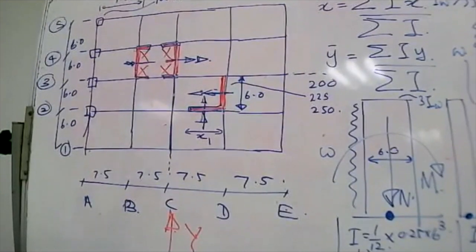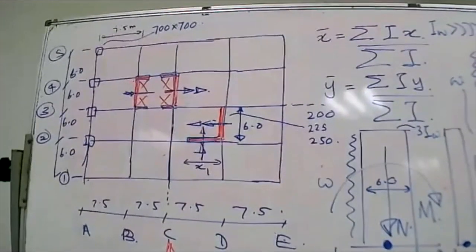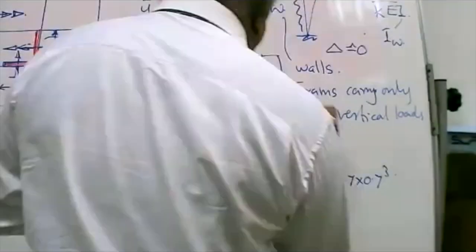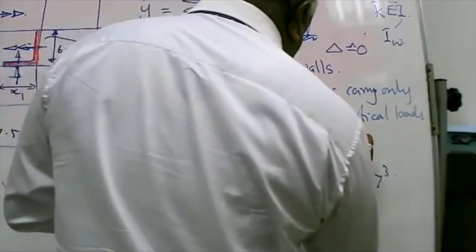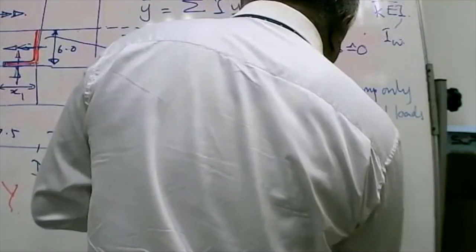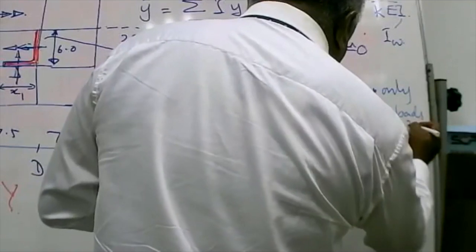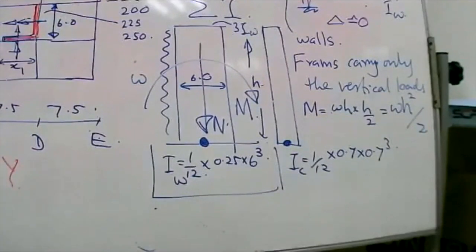So we have to see how to design the wall. What we can do is, because the load is W, we can straight away say M is equal to, if the height of the wall is H, WH divided by H by 2, or WH squared divided by 2. Delta times H is the total load, H by 2 is the distance of the centroid. So the total moment will be WH squared divided by 2.